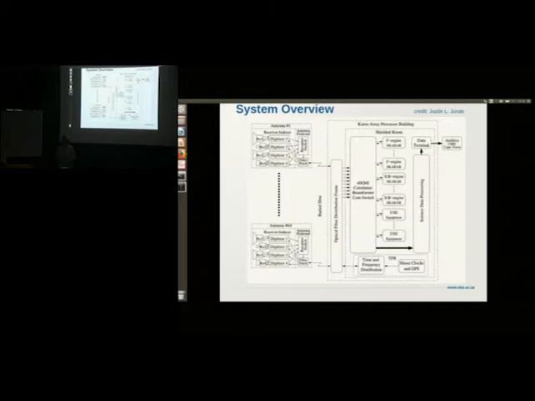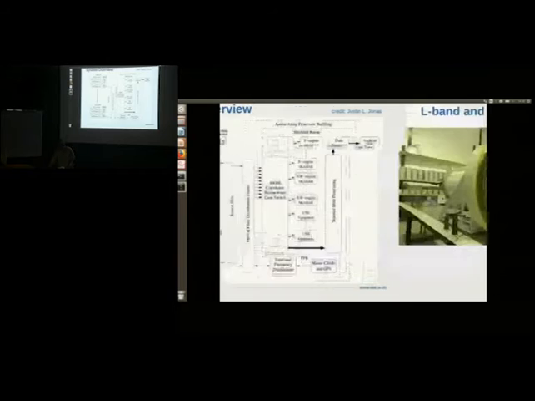The data products from each of these processing nodes are packetized as SPEAD streams. SPEAD is the streaming protocol for exchanging astronomical data. And now that we've looked at an overview of the system, we can have a better look at the different subsystems.